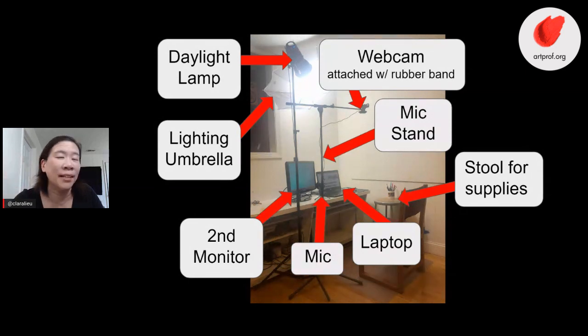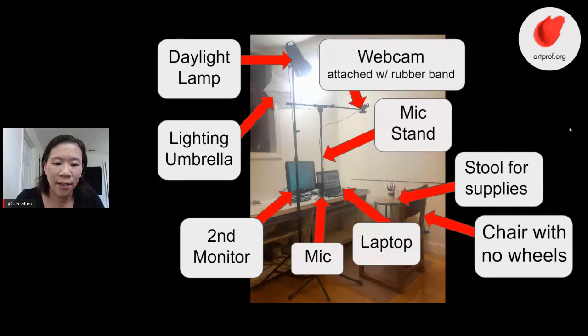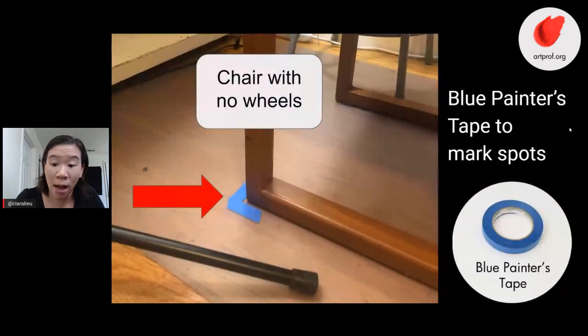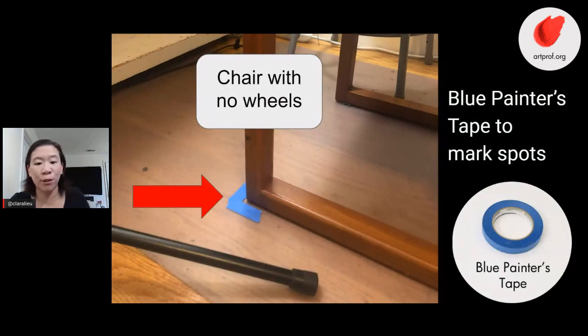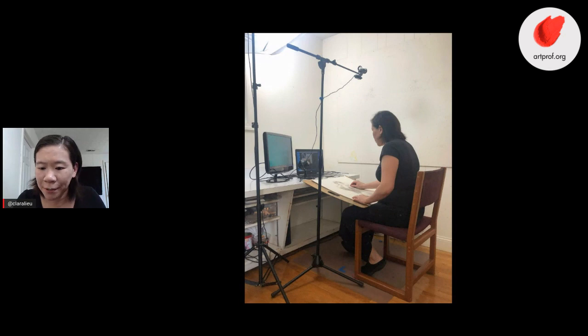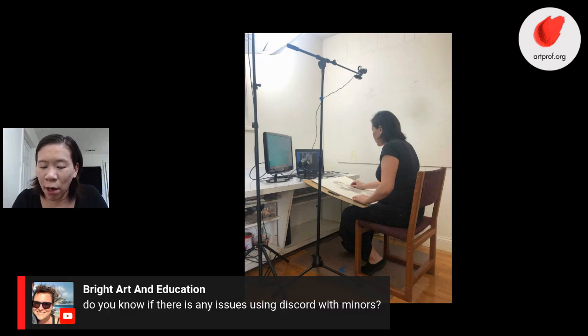I've been looking at a lot of the setups that people are doing online, and some of them look like a playground. So I think that for me, the biggest difference really is the mic stand. I think the mic stand really helps things a lot. Having a chair with no wheels is really helpful, because then you can use blue painter's tape to mark the spots. So really important.